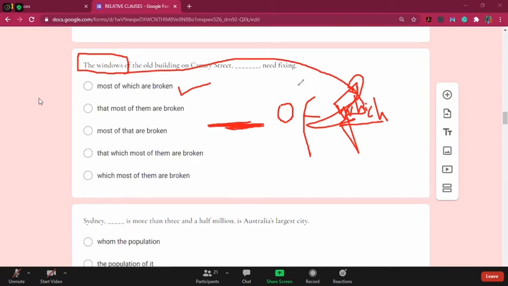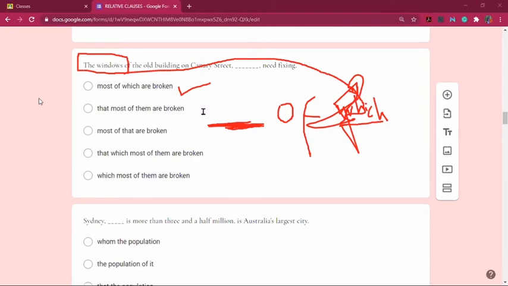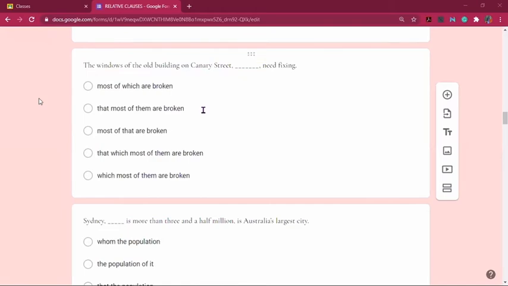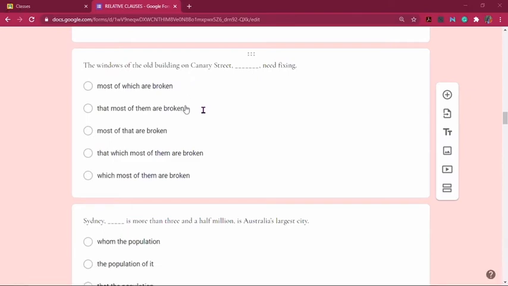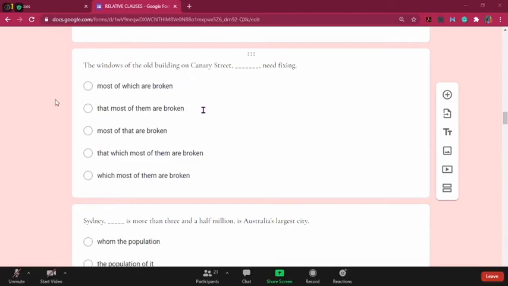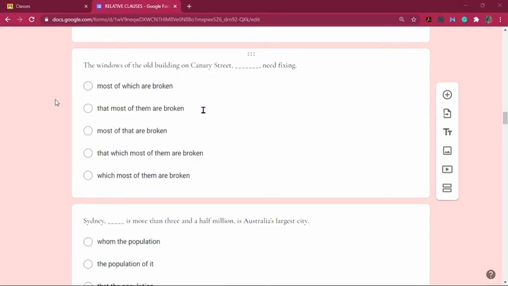Yes, correct. Okay, so let me continue. So remember, that's the rule. If you want to use quantity expressions, how is it different? When I say the windows of the old building on Canary Street, which are broken, need fixing, it means that all windows of the old building are broken. But when I say the windows of the old building on Canary Street, most of which are broken, need fixing, it means that not all windows, but most of them are broken.